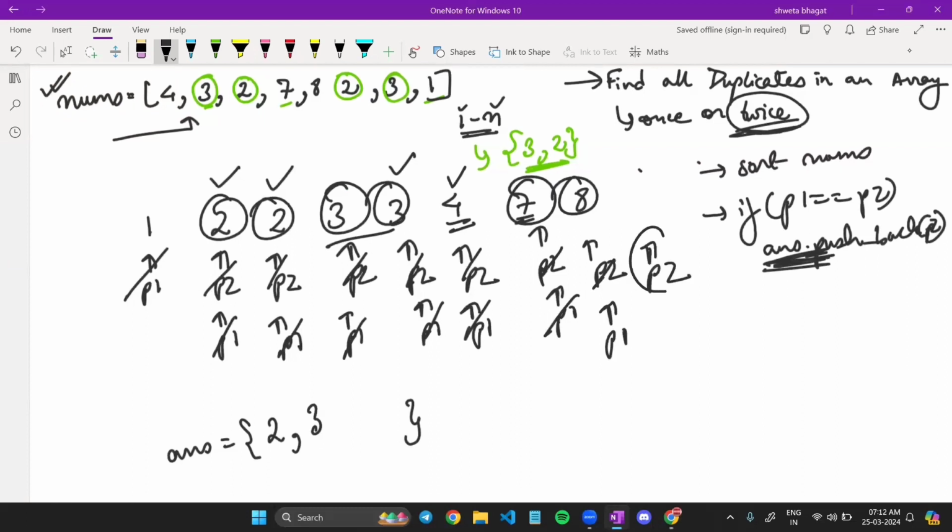Now the moment any of our pointers points at an index that doesn't exist, what does it mean? It means that we have successfully processed all the elements of nums. And what is our answer? This is our answer, correct?